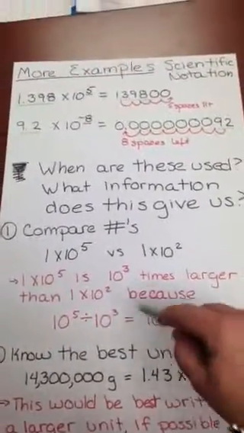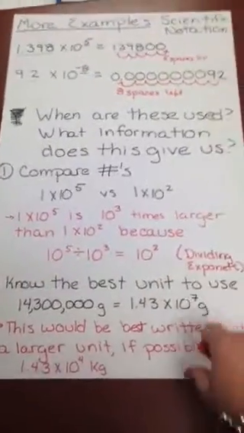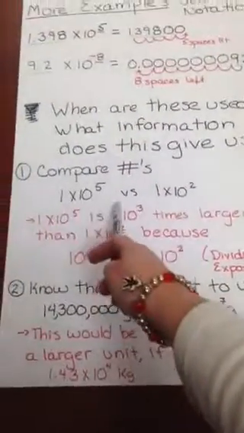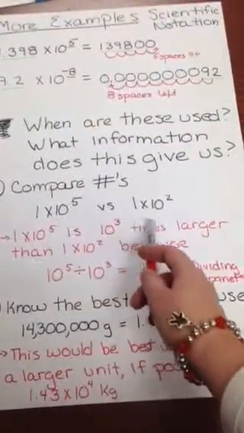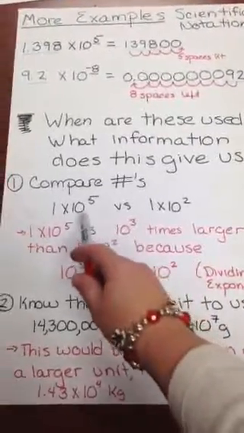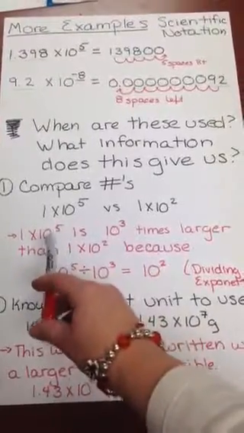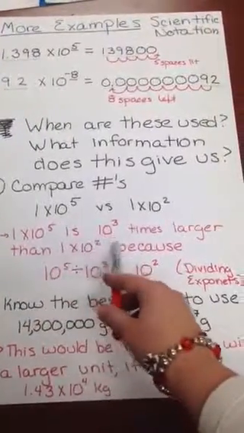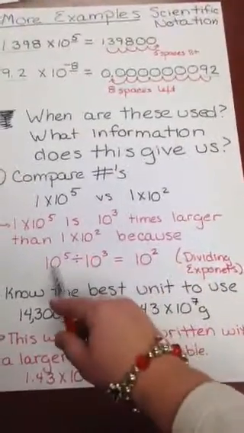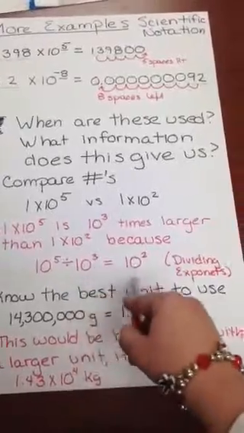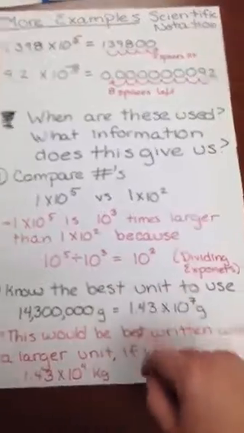So to end this, though, when are these going to be used? What information can it give us? Well, two main things right now. One, you can compare numbers. You can look at a number like 1 times 10 to the 5th versus 1 times 10 to the 2nd. And remembering our properties of tens and how we deal with exponents, we can say that 1 times 10 to the 5th is 10 to the 3rd times larger than 1 times 10 to the 2nd, because 10 to the 5th divided by 10 to the 3rd is 10 to the 2nd. Remember, when you divide exponents, 5 minus 3 equals 2.